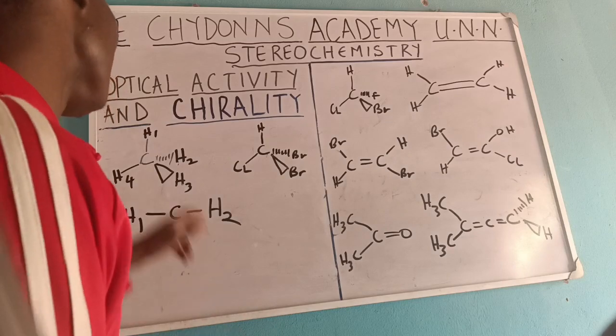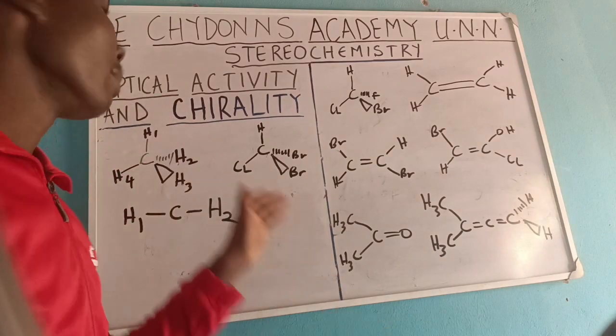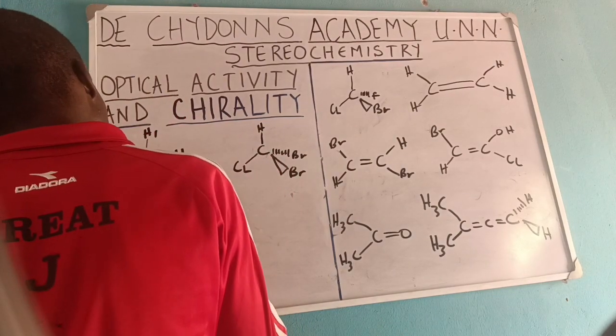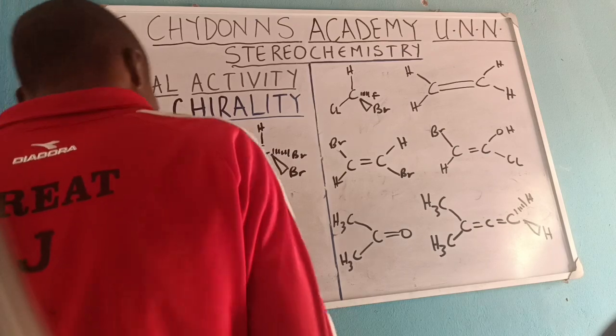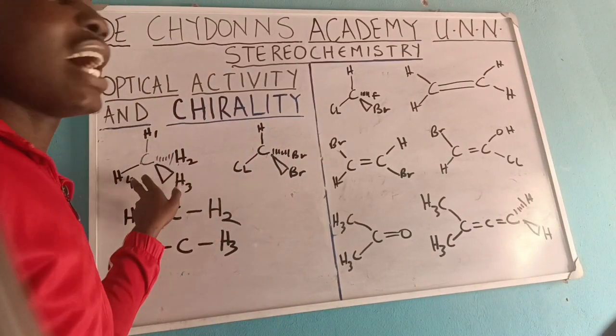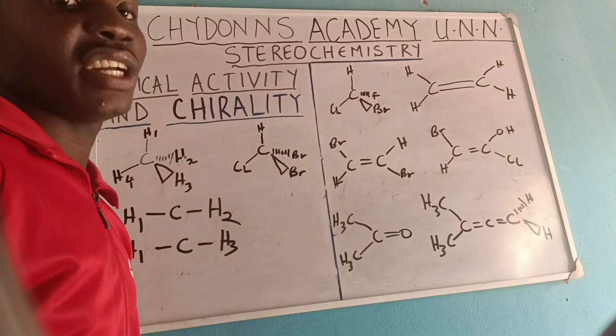Another plane you can have is a plane that cuts through H1, C, and H3. The moment you have a plane that runs through H1, C, and H3, what you're going to be having reflecting on both sides is H2 and H4, and two of them are H. The implication is that there's a plane of symmetry on that.